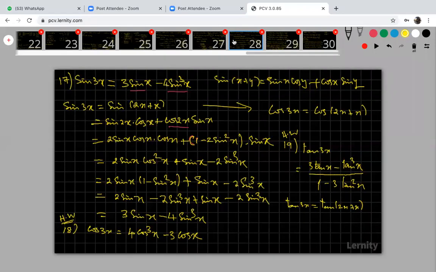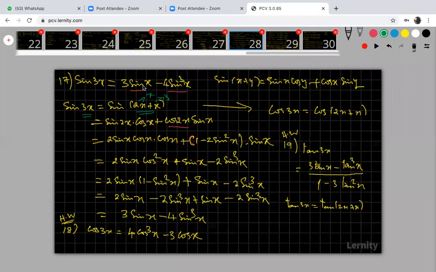Dear students, please look at that. Here, I am taking sine 3x as 2x plus x. What about your sine of x plus y formula? Sine x cos y plus cos x sine y. Here this is my x, this is my y. So in place of y you replace x, in place of x you replace 2x. After applying this formula, look at your answer.